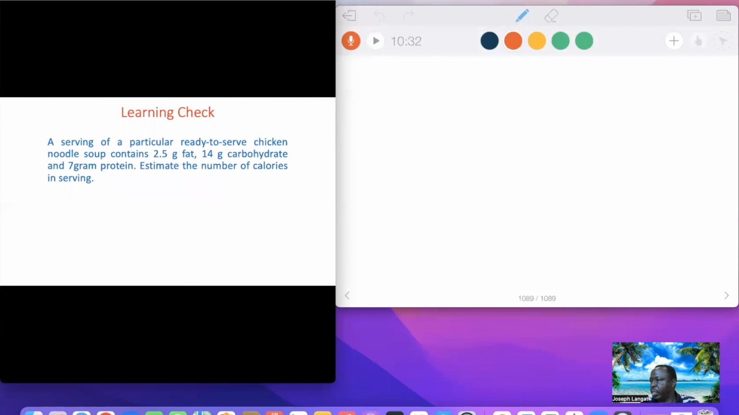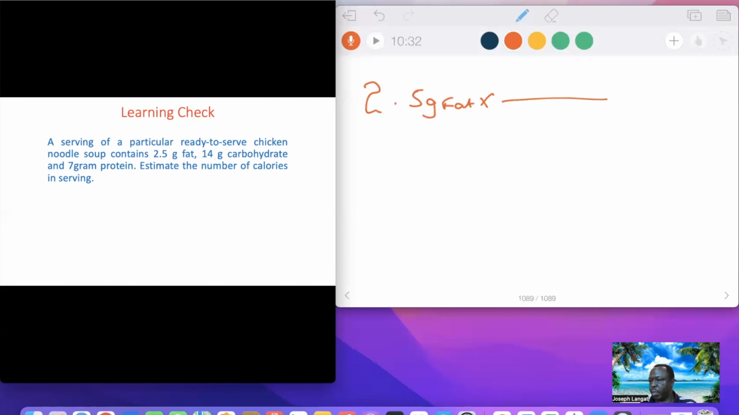Well, let's see. This is a learning check which I want us to look at, how we calculate. Please don't make the mistake of using the conversion factor for kilojoules. Here it is in calories. If a serving of a particular ready-to-serve chicken noodle soup contains 2.5 grams fat, 14 grams carbohydrate, and 7 grams protein, estimate the number of calories in a serving. So what this means is just plugging into the equation.